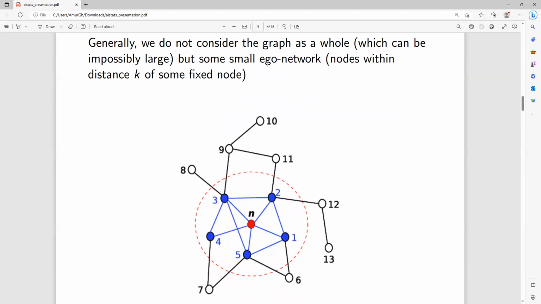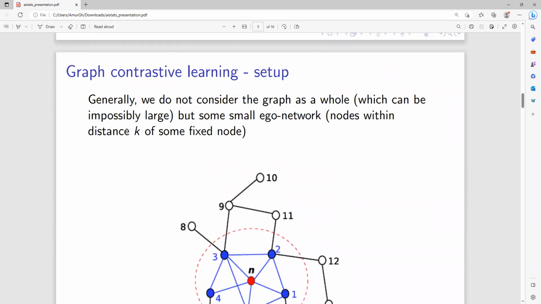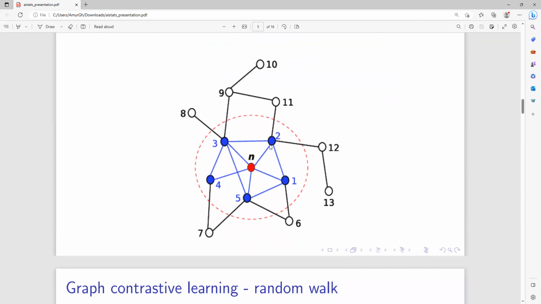But instead, we want to talk about an ego network, which is nodes within distance k of some fixed node. So for example, here, I've highlighted this node n in this big graph. And this is the ego network of n, where the distance k is 1, right? This part in blue, that's the ego network, just the neighbors of node n here. And we can just work with the ego network sometimes.